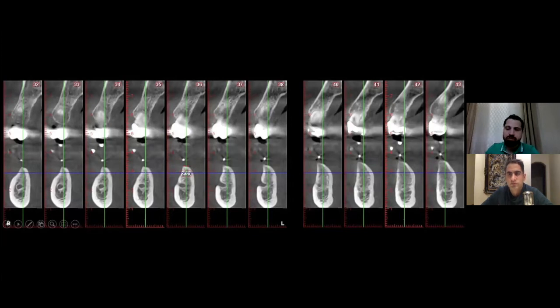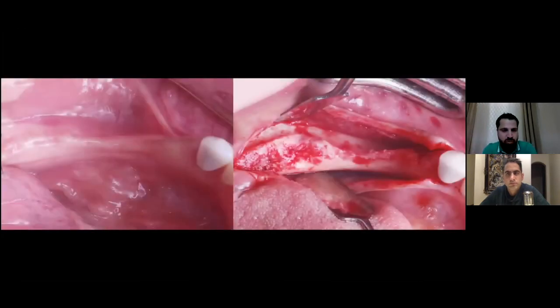Another thing that you might face: if you incline your implant here, it's not going to be easy when you're restoring it. So it is important as well to keep in mind that you're placing your implants to be restored, not to make it too difficult for the prosthodontist to restore it.